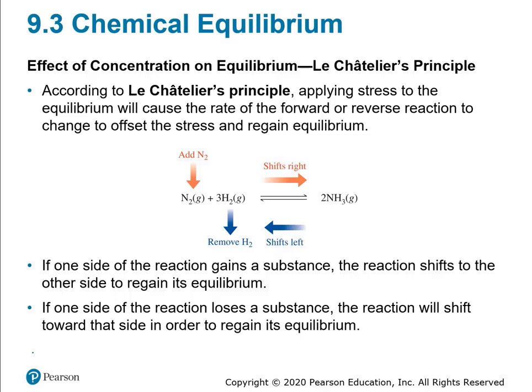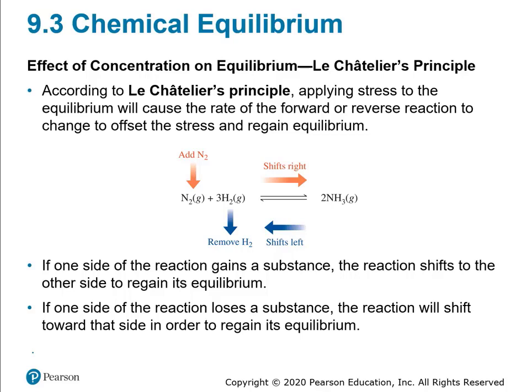So when I've already got this balance, so I have the amount of nitrogen, hydrogen, and NH3 at equilibrium in my container, if I change the amount of a reactant or I change the amount of the product, that's going to upset equilibrium. And so the reaction will then shift to try and balance it out.